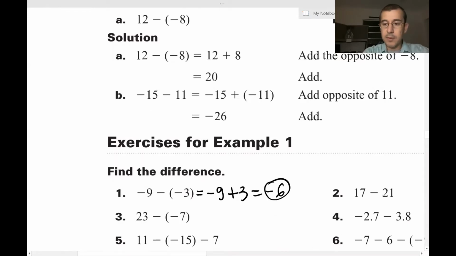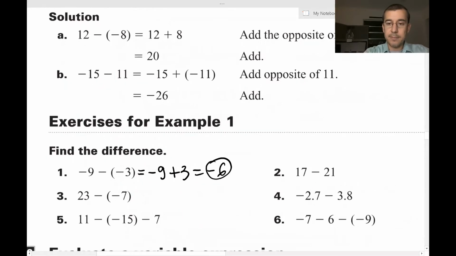Number 2, 17 minus 21. So that's going to be 21 is greater than 17, so it's going to be minus, and 21 minus 17 is 4, so minus 4. Number 3, 23 minus 7 is plus 7, or that is equal to 30.